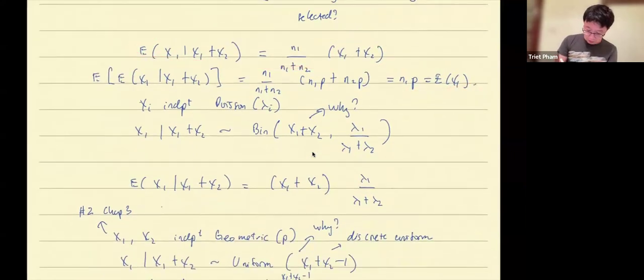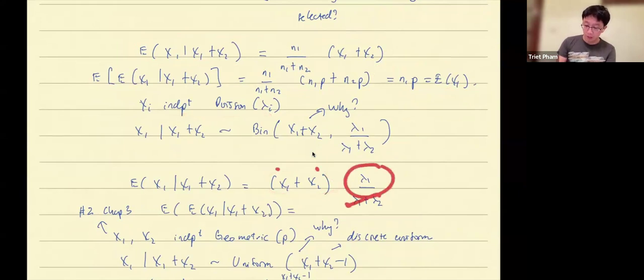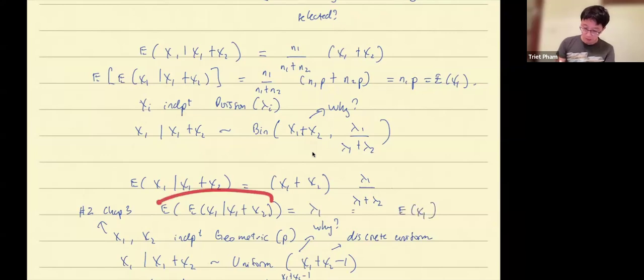Same thing here. If you take expectation, here x1 plus x2 is Poisson, so this is lambda 1 plus lambda 2. And if it's lambda 1 plus lambda 2, you cancel with this, leaving you with lambda 1. And that's exactly the expectation of x1. So again, that's correct.